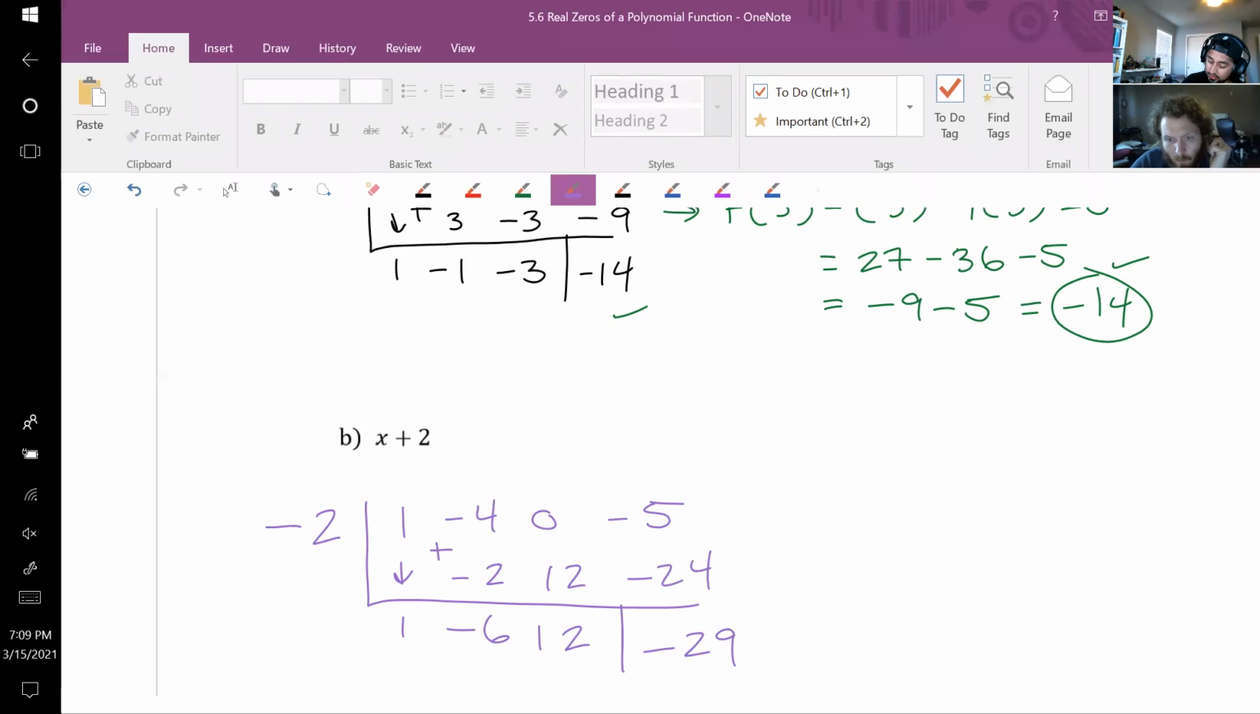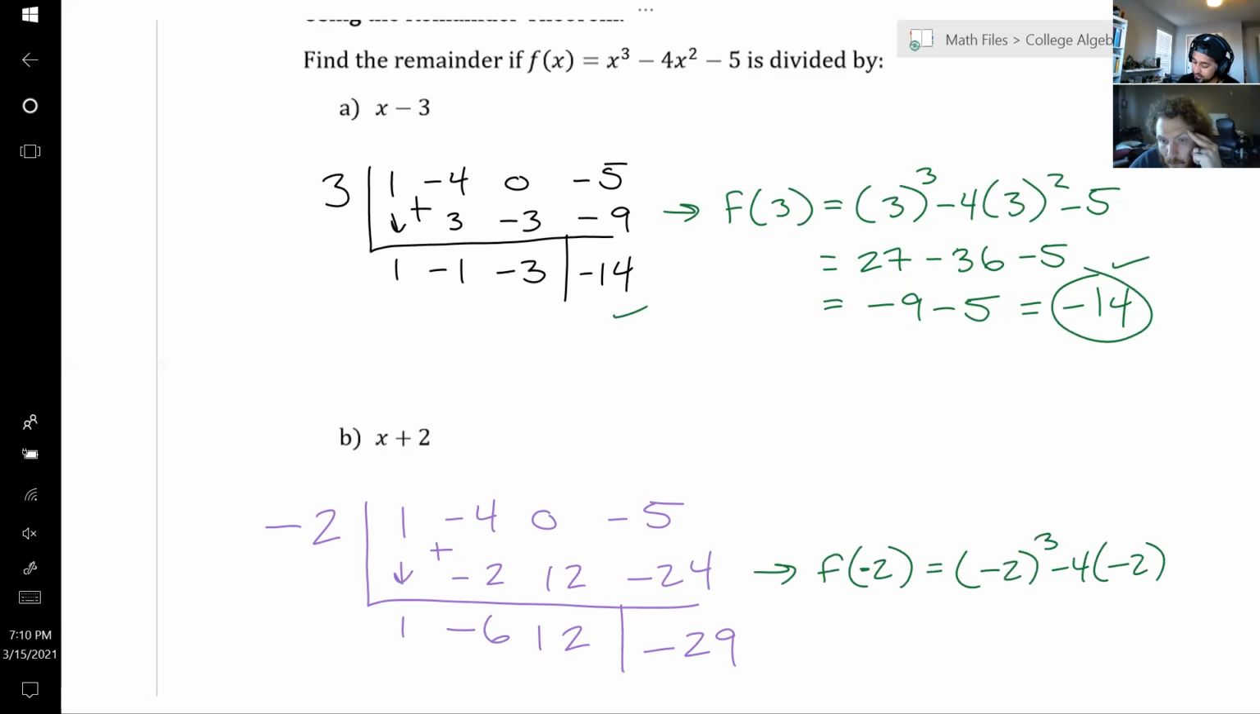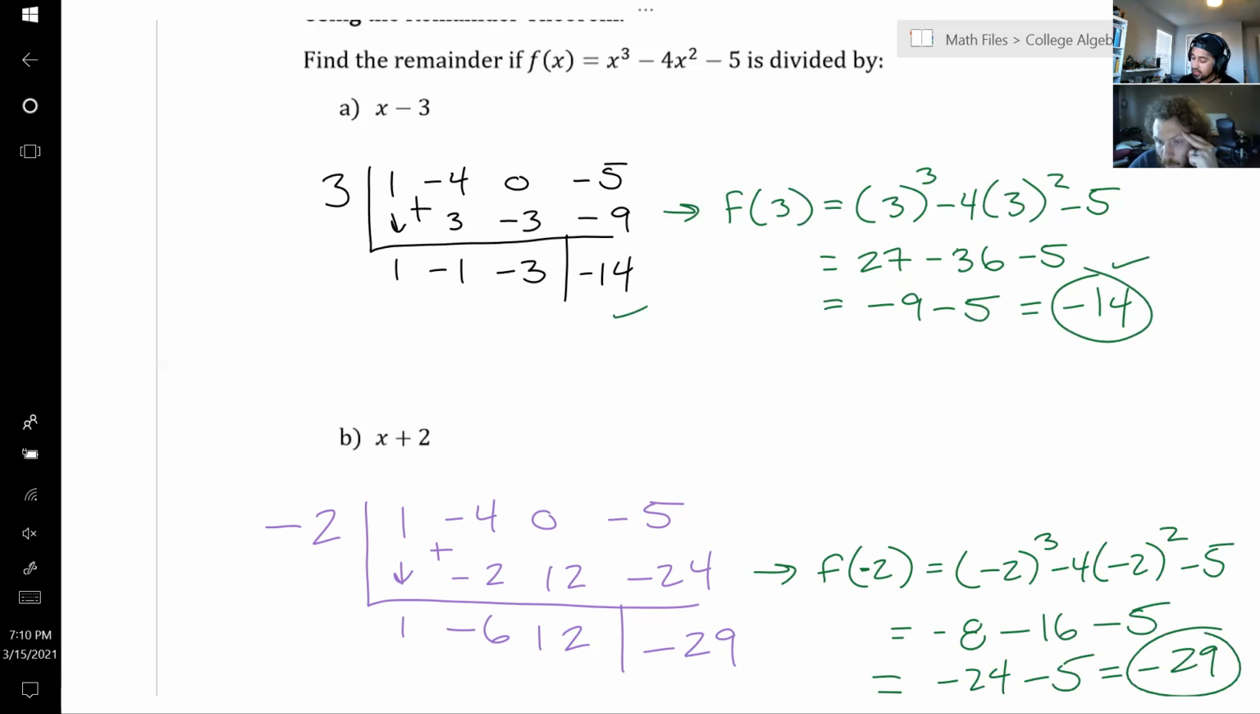So we can go ahead and check that by saying, what is f of negative 2? And you'd have negative 2 cubed minus 4 times negative 2 squared minus 5. And negative 8 minus 16 minus 5. So negative 24 minus 5. Again, it checks out. We get negative 29 as our remainder.